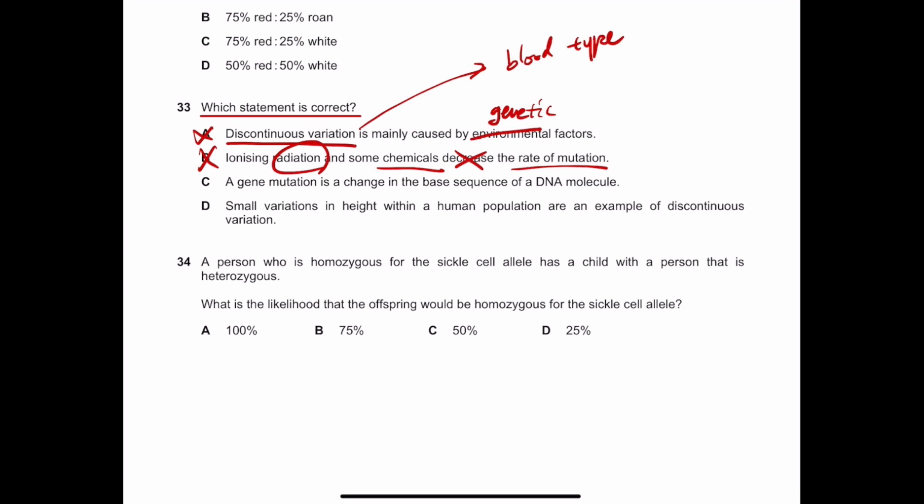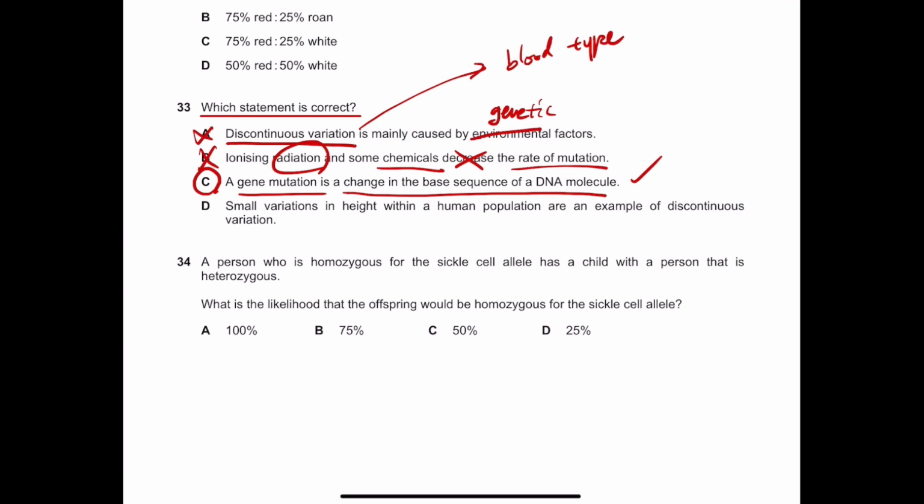C, a gene mutation is a change in base sequence. Yes, this is correct. The term mutation is a random change in base sequence of DNA or genes. So C is correct. D is not.